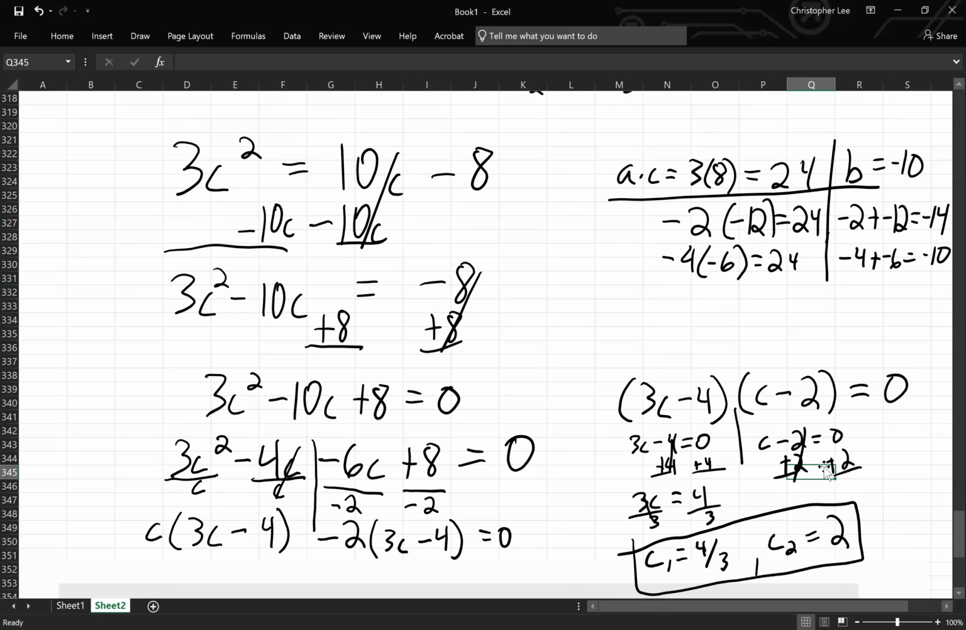Any questions on it? I know I went kind of fast with that. You guys get the idea? All right, just factor it, set the factors equal to 0, and that's it.